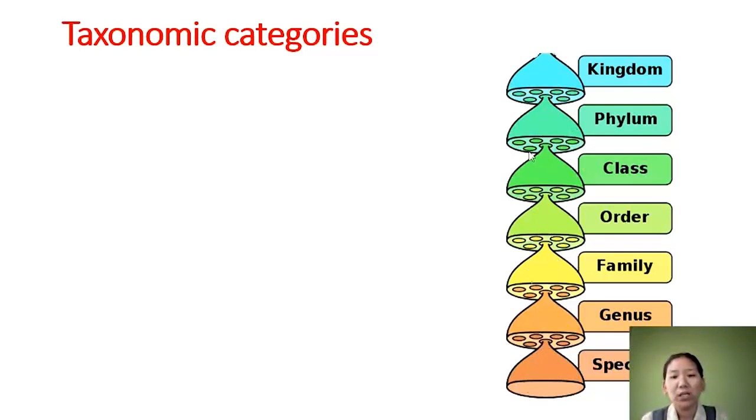If we take these levels all together, each one is a category. Species is a category, genus is a category, family is a category, order is a category, class is a category, phylum and kingdom. These are all taxonomic categories at different levels. All together, from species to kingdom, they constitute a taxonomic hierarchy. Species is a taxonomic category, and all these from species to kingdom constitute a taxonomical hierarchy.